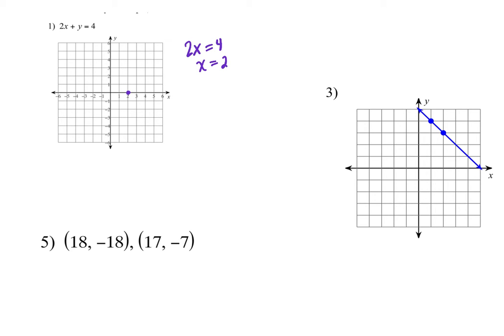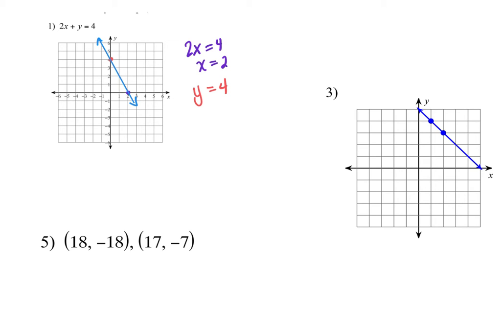Y-intercept means I zero out the x, which leaves me just y equals 4. So on the y-axis, I go to 4. And then to graph the line, I'm just going to connect those dots. So I'm going to go from the 4 down to the 2. And that is my line.